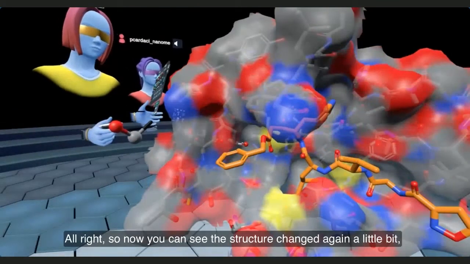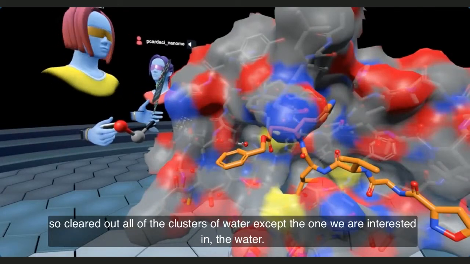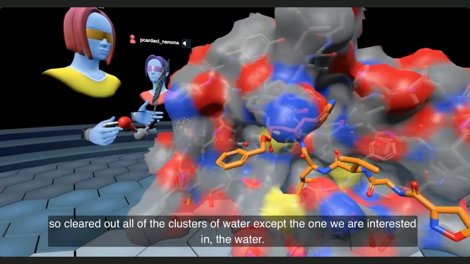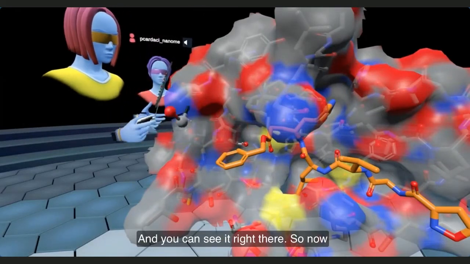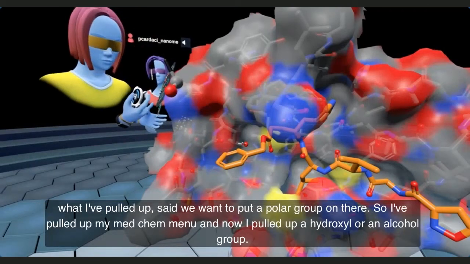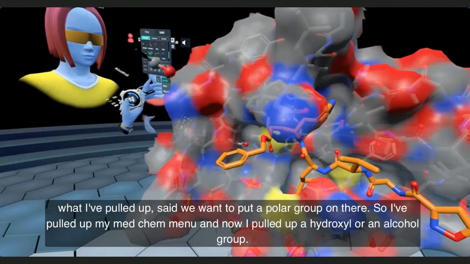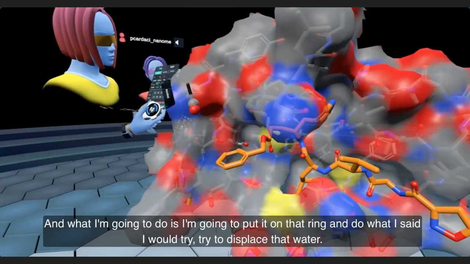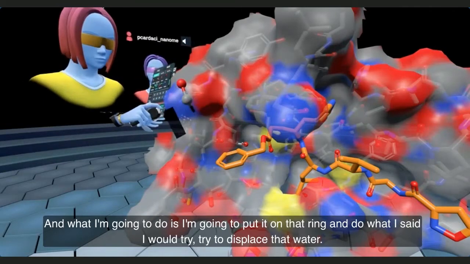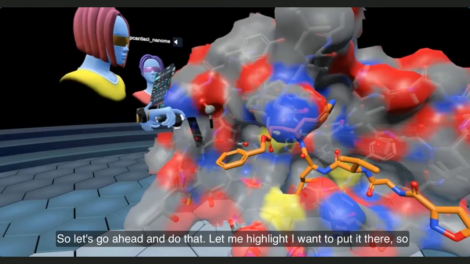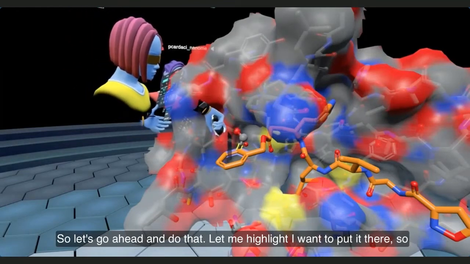All right, so now you can see the structure changed again a little bit. I cleared out all of the clusters of water except the one we are interested in, and you can see it right there. I said we want to put a polar group on there, so I've pulled up my MedChem menu, and now I pulled up a hydroxyl or an alcohol group. I'm going to put it on that ring and try to displace that water. So let's go ahead and do that. Let me highlight. I want to put it there.